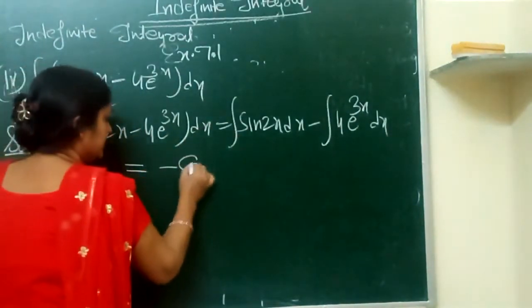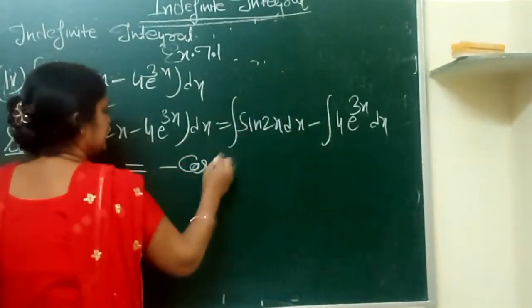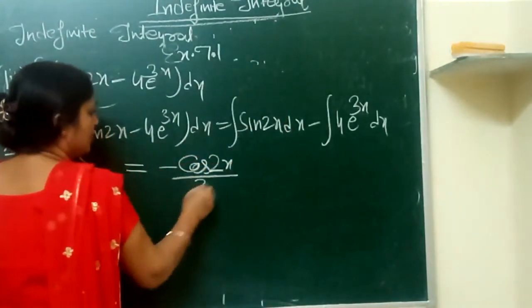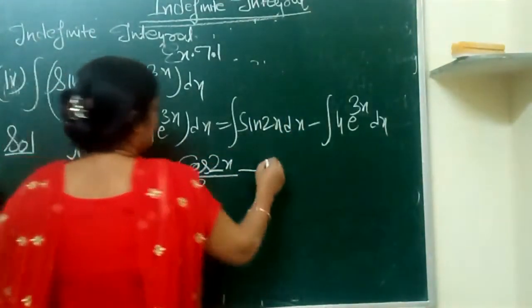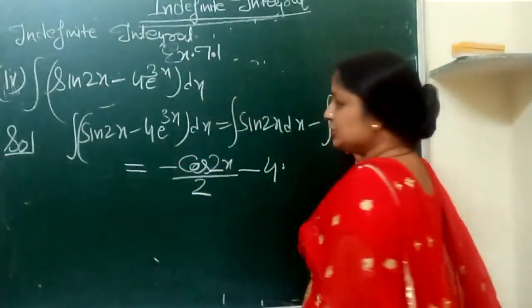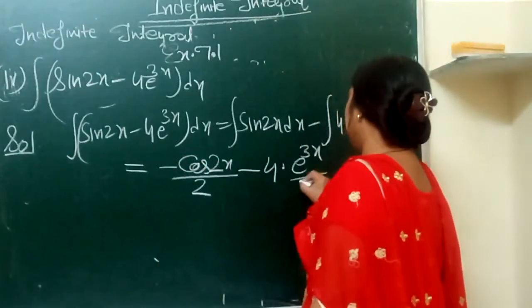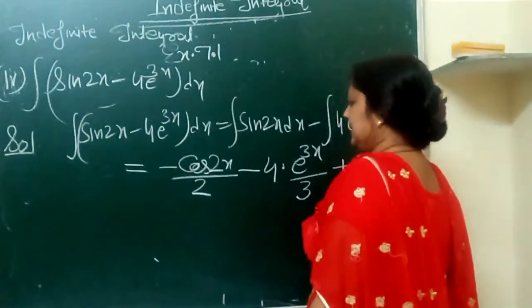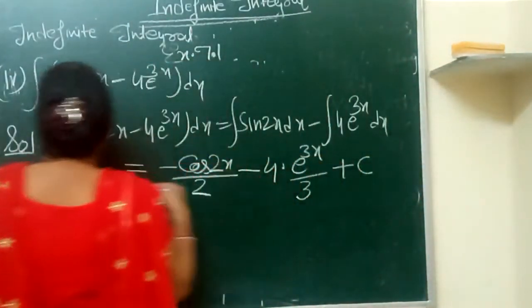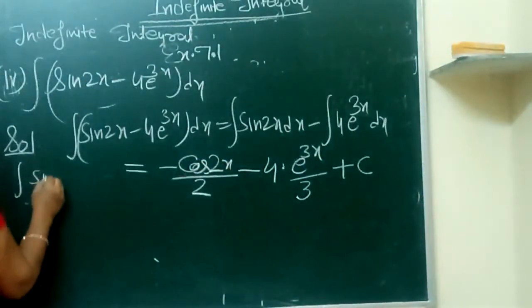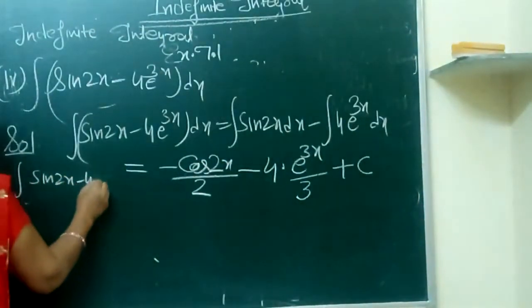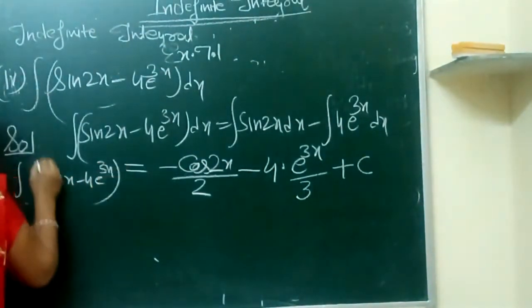What will come here? Integration of sin 2x is minus cos 2x upon 2. Minus 4 is outside. The integration of e raised to power 3x is e raised to power 3x upon 3 plus c. So this is the integration of this function, sin 2x minus 4e raised to power 3x.